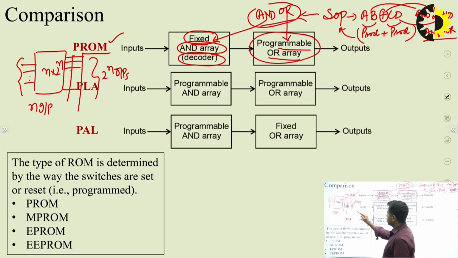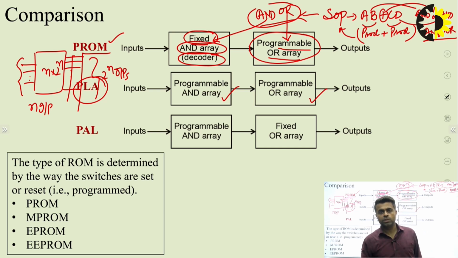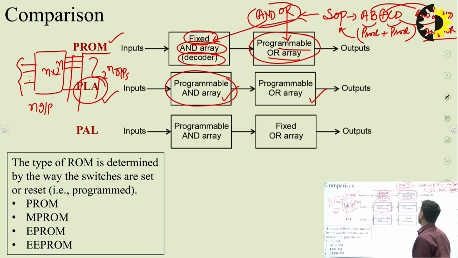Similarly, if we proceed further for PLA, we say that the AND array is also programmable, and the OR array is also programmable, and that is only possible if we are not going to use a decoder. Instead of using a decoder, we will be using standalone AND gates as per my requirement. What will be the input of that AND gate is also up to me. So all those programmable changes in the AND part are manageable in PLA.